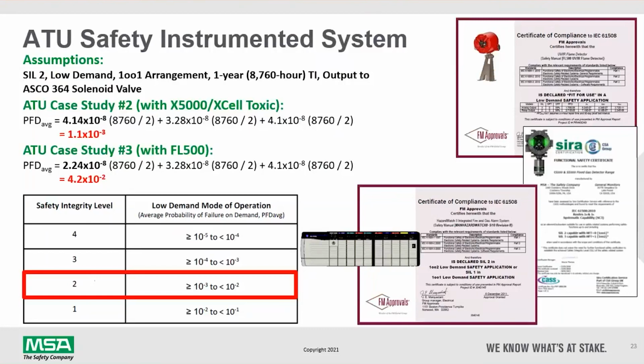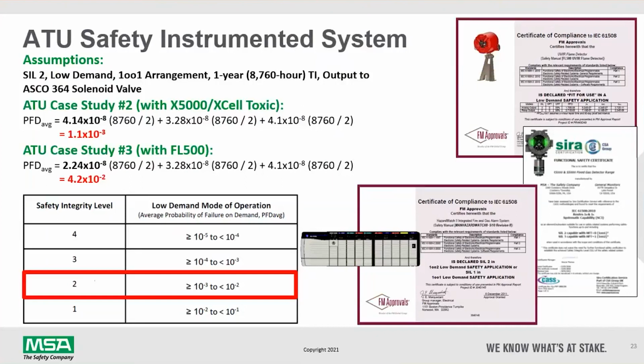Taking a look at our case study number 2 with an X5000 and XL toxic sensor, the PFD average from its certificate, along with the PFD average of the controller as well as the solenoid valve, the calculation gives us 1.1 times 10 to the minus 3. And if you look in the lower left corner in the table, you'll see that our safety integrity level of 2 is maintained for this low demand mode of operation for this device.